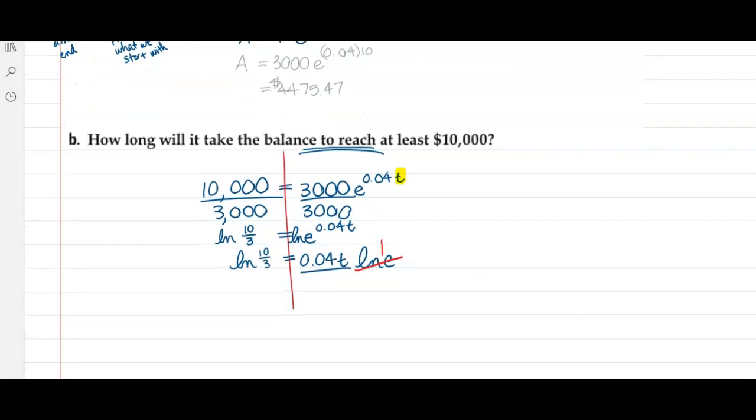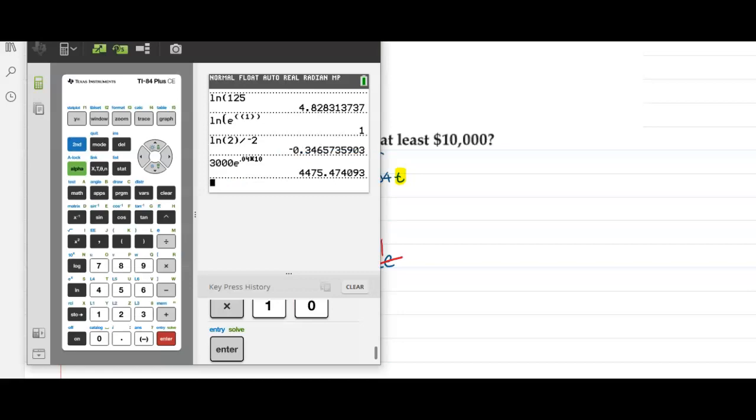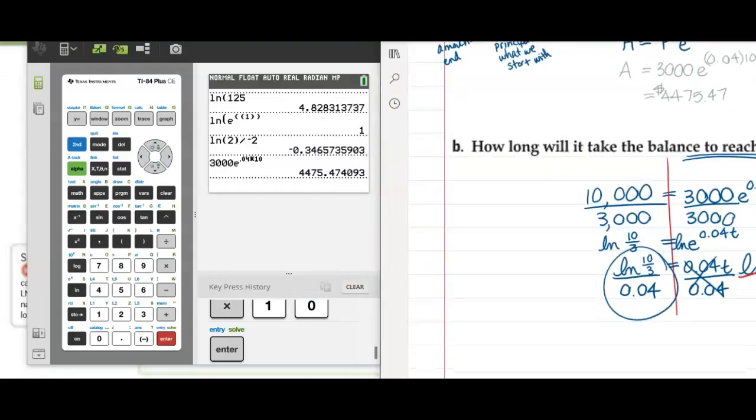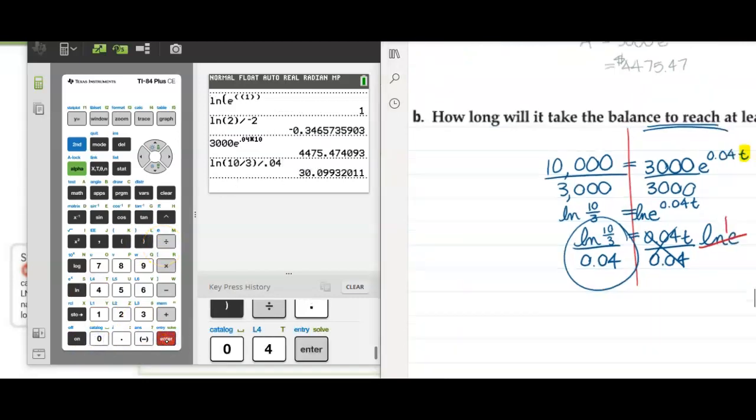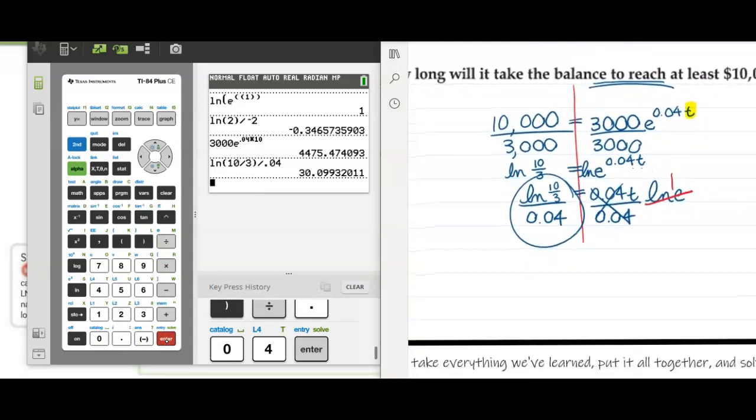And the only thing I have left to do is divide by 0.04. This is what I have to type into my calculator. Typing in the natural log of 10/3 divided by 0.04. And I get approximately 30 years for my final answer.